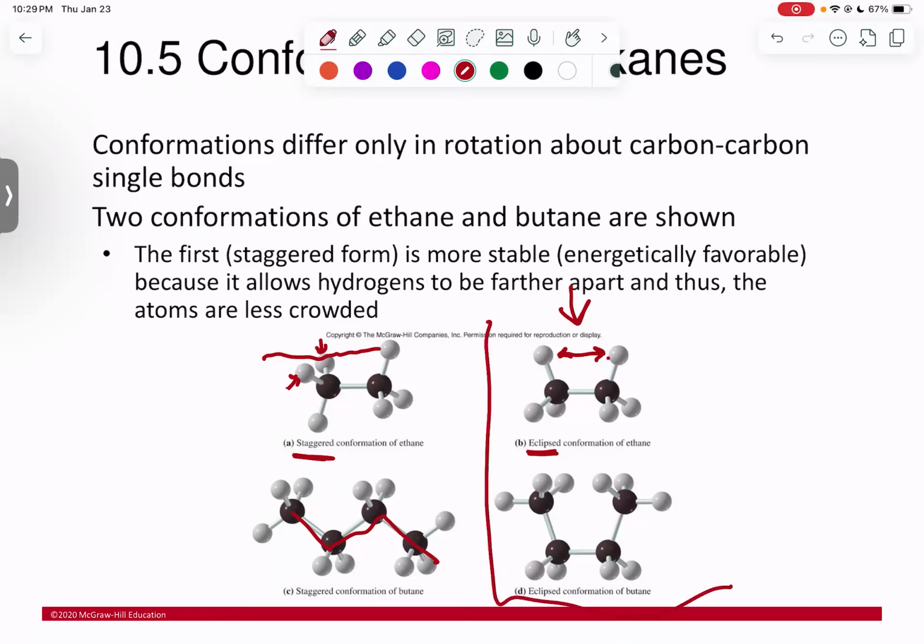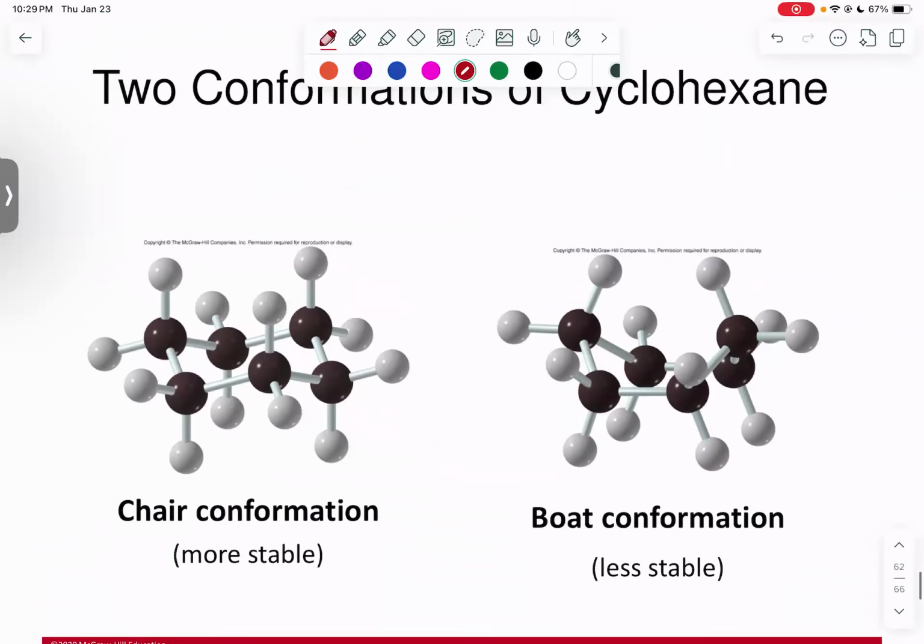So these eclipsed conformations are energetically less favorable. They typically tend to adopt the staggered conformation so that atoms are less crowded. You can see this also in ring structures, where if you look at the position of the hydrogens, you can see that the hydrogens are a little more stable in what we call the chair conformation.